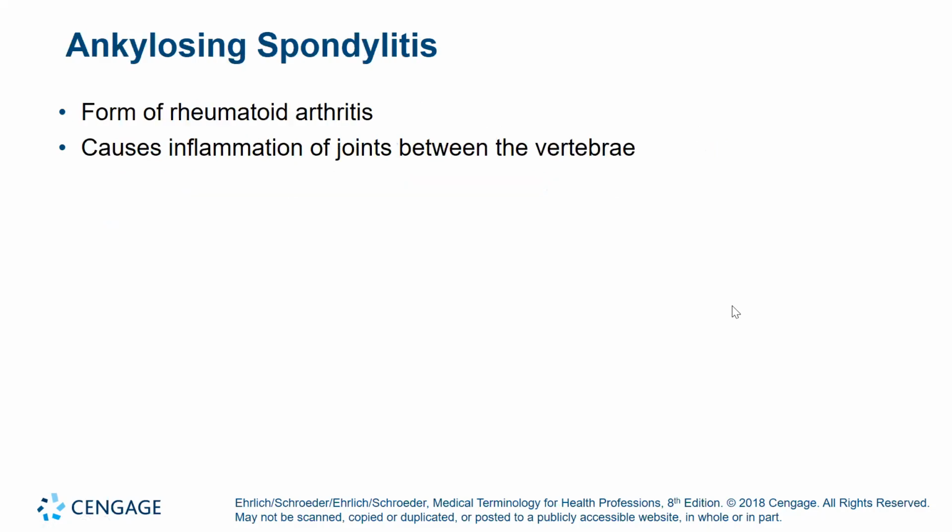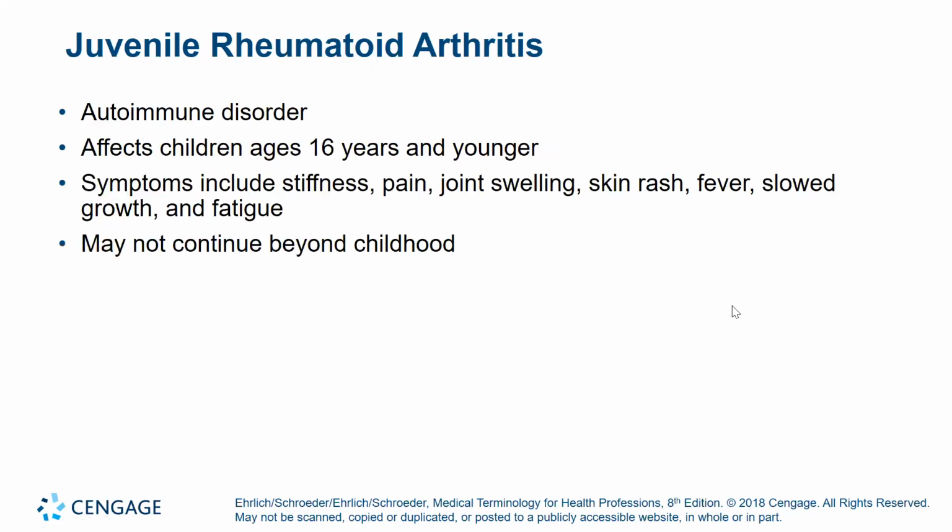Ankylosing spondylitis. This is a form of rheumatoid arthritis. Again, it causes inflammation of joints between the vertebrae. We have juvenile rheumatoid arthritis. Affects children ages 16 years and younger. Symptoms include stiffness, pain, joint swelling, skin rash, fever, slow growth, and fatigue. It may not continue beyond childhood. Many children do outgrow it.